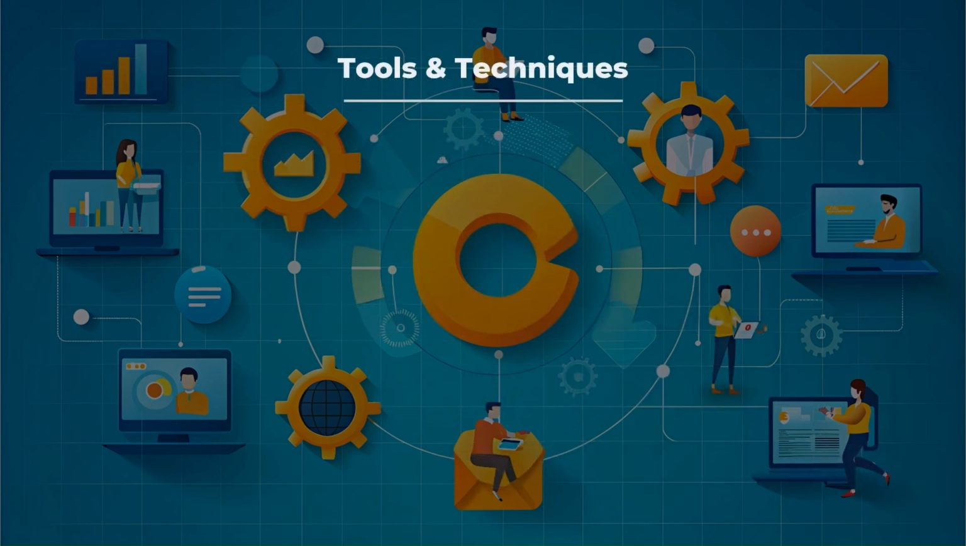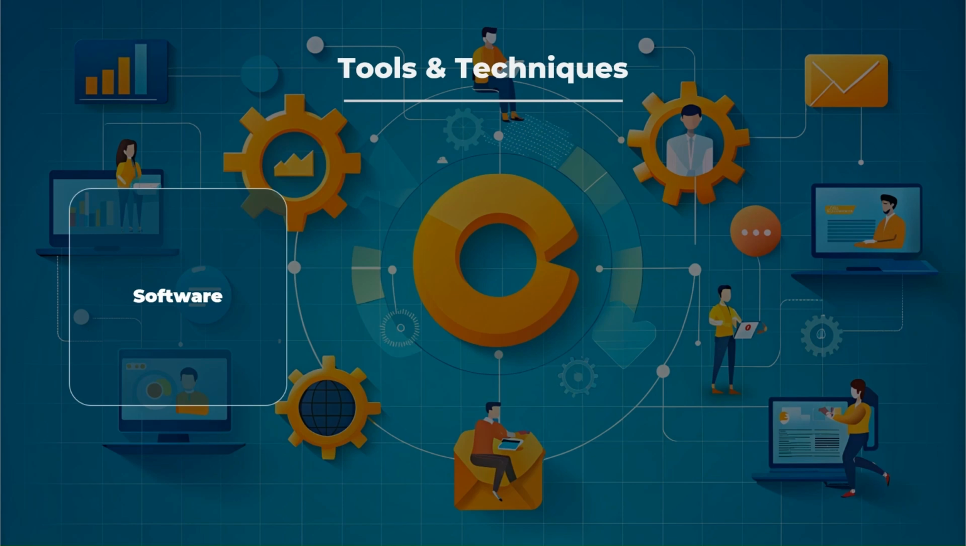Tools and techniques. We will explore how to use software effectively in project planning, the importance of consulting team members and stakeholders, and the need to regularly review and update the project plan. Let's begin by discussing how to utilize software for project planning. Project management software offers a range of tools and features to assist with planning and execution. For instance, software can help you create and visualize a project timeline, allocate resources, manage tasks, and track progress. Choose software that fits the project's needs and familiarize the team with its features.